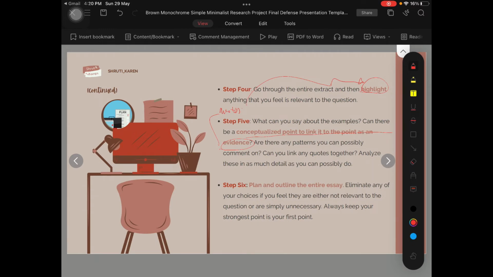Step 6, of course, is planning and outlining the entire essay. Try to add up all the points and all the evidence together side by side, and take some time to see if they're really relevant to the question, because during your planning stage it gives you a better idea if you're going in the right direction. So I'd say this is really a good way to do things.